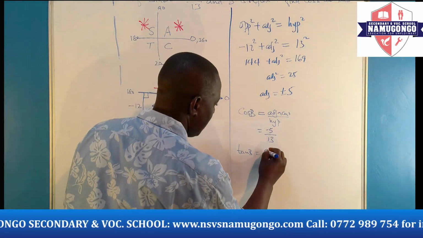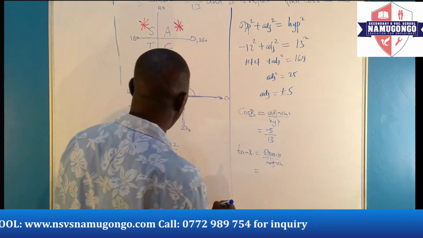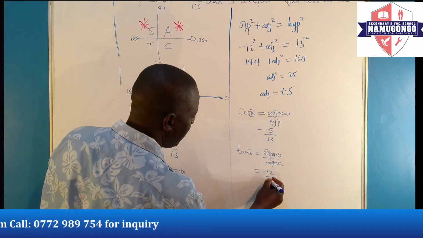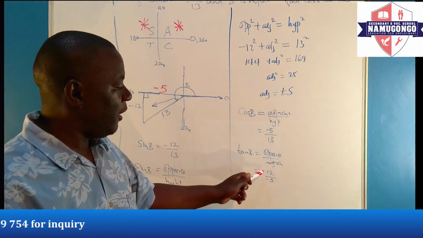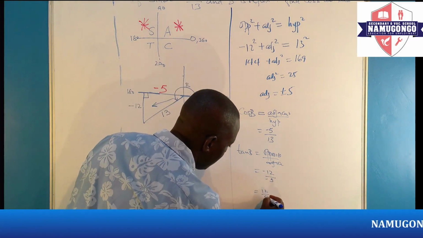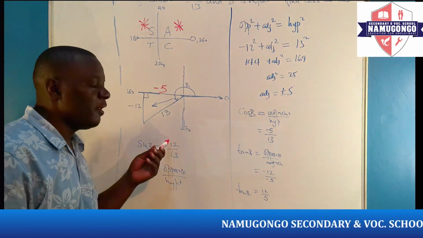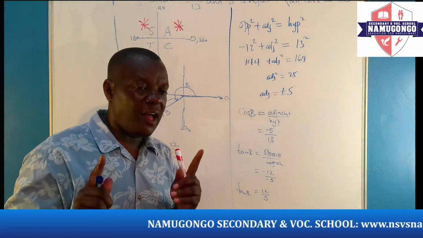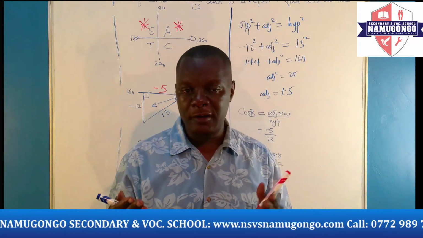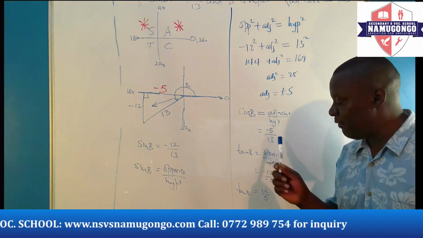So which is opposite out of adjacent. My opposite is negative 12. My adjacent is negative 5. But a negative divided by a negative, you get a positive. It is 12 out of 5. That is tan B. That is when you consider the third quadrant. We've answered our question. The ratio for cos B is negative 5 out of 13.